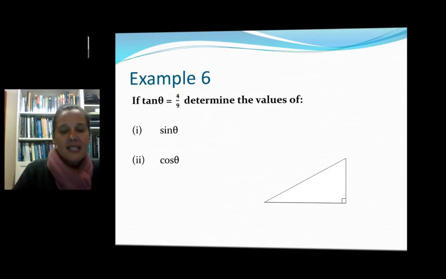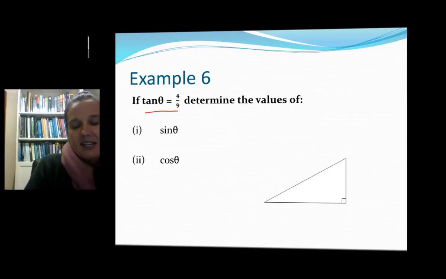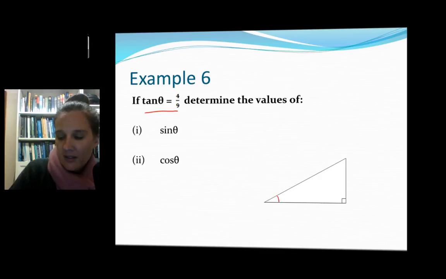Moving on to example 6, we've said tan theta equals 4 on 9. They haven't told us where, so we're just going to put theta here. TOA is opposite over adjacent. So here's our angle, this is our opposite, which is 4, over our adjacent, which is 9.